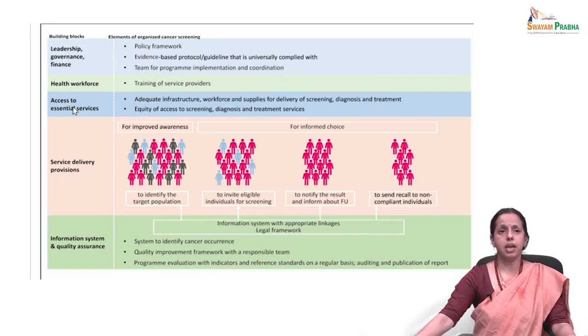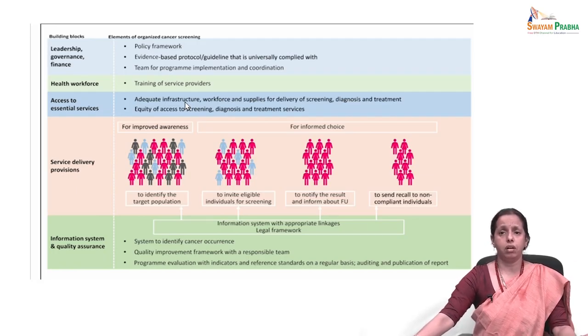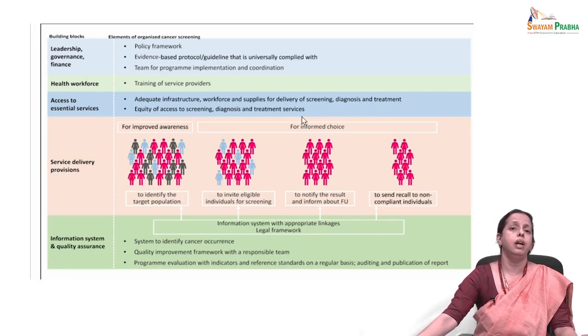Do they have access to external services? You need adequate infrastructure, for example electricity, and a simple healthcare facility, or maybe even a small healthcare unit. Is there a provision for population education to improve awareness? This is a very important part, so you have to improve awareness. And there should be equity of access to screening, diagnosis and treatment services.